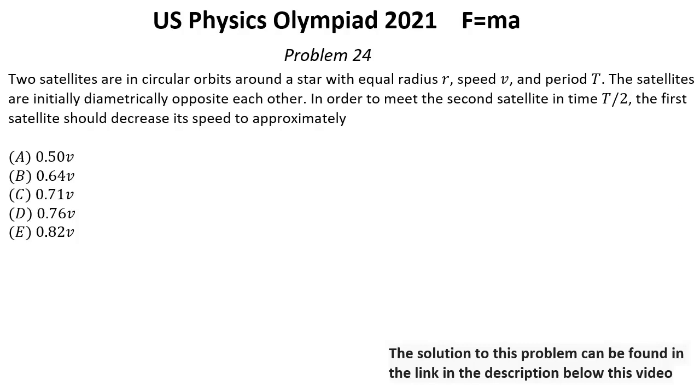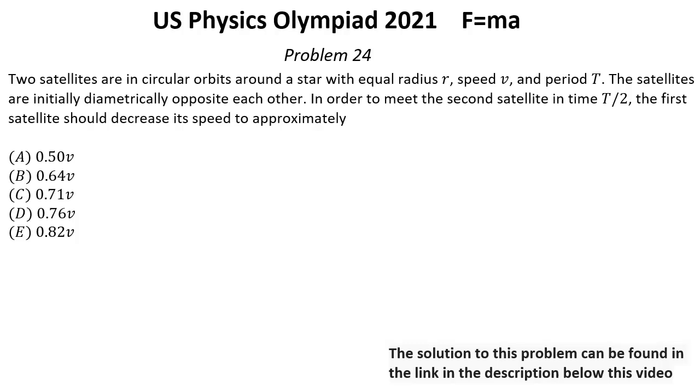Two satellites are in circular orbits around a star with equal radius r, speed v and period t. The satellites are initially diametrically opposite each other. In order to meet the second satellite in time t over 2, the first satellite should decrease its speed to approximately the next one. Solution for problem number 24.